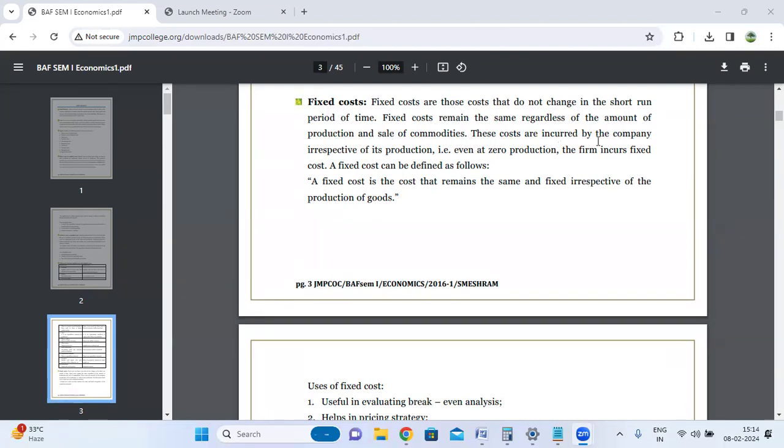These costs are incurred by the company irrespective of its production. Even at zero production, the firm incurs the fixed cost. So fixed costs do not change.